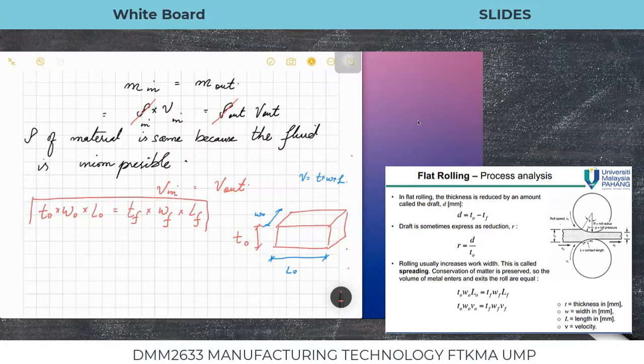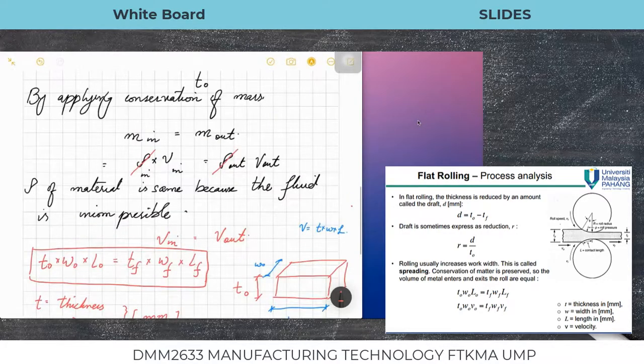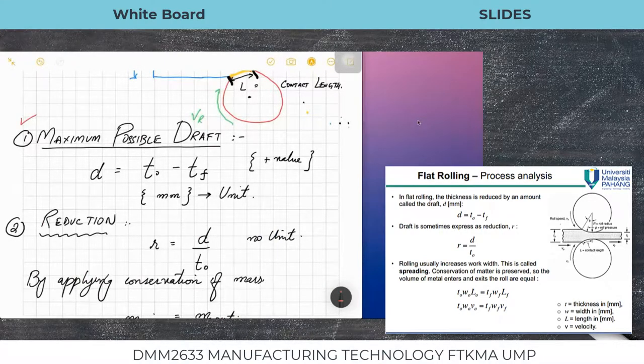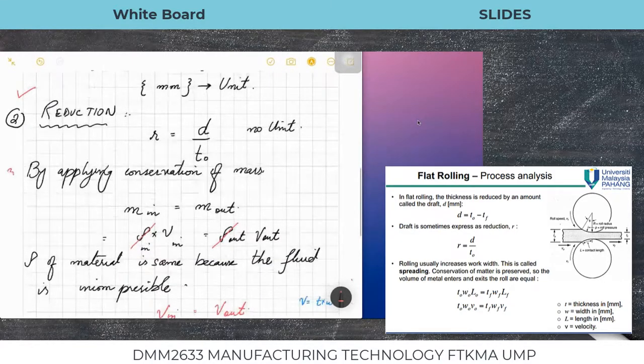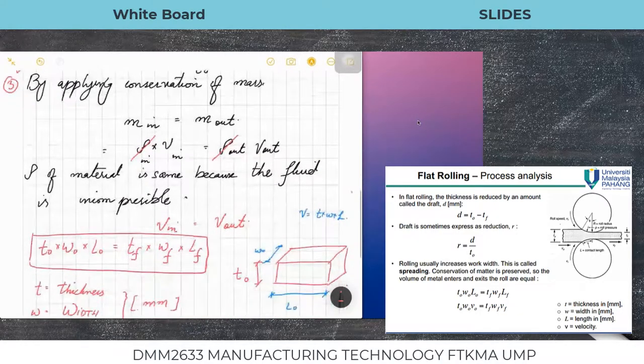So this is the conservation of mass, and by this we can find the different dimensions of our material, where T is thickness, W is width, and L is length. All are in millimeters. So this is the conservation of volume. Just now we have done number one, draft, number two, reduction, and number three, volume.